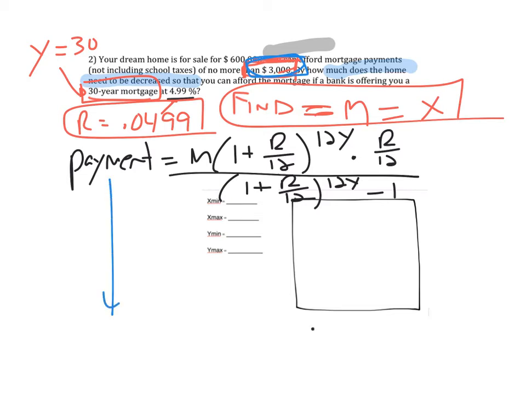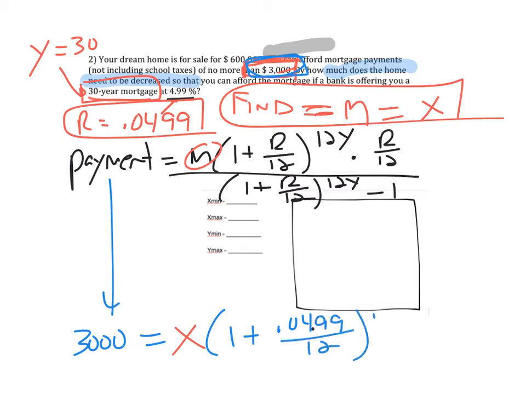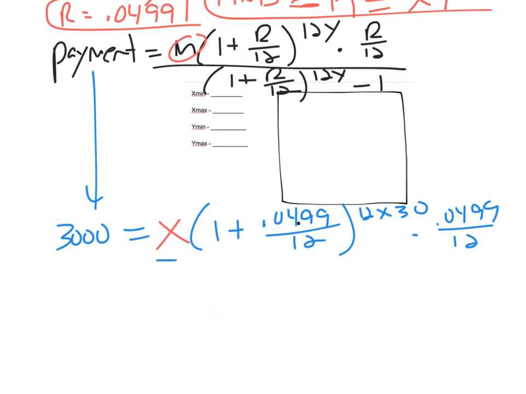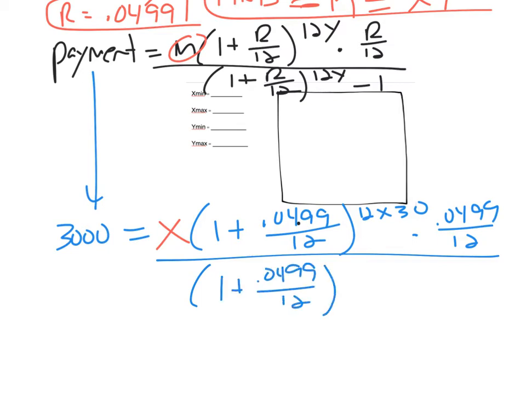So I'm going to plug in the monthly payment is $3,000 and figure out how much money we can mortgage with that $3,000 a month limitation in mind. So here I'm going to have M, which is X, times 1 plus 0.0499 over 12, raised to the 12 times Y, so in this case 12 times 30th power, times another R over 12, times 0.0499 over 12, all over, again the 1 plus 0.0499 over 12, raised to the 12 times 30th power, take away 1.